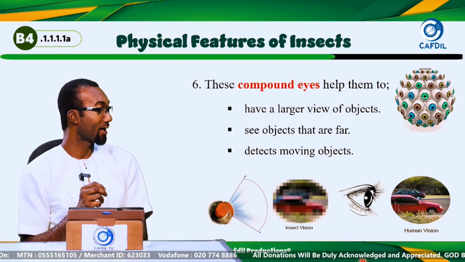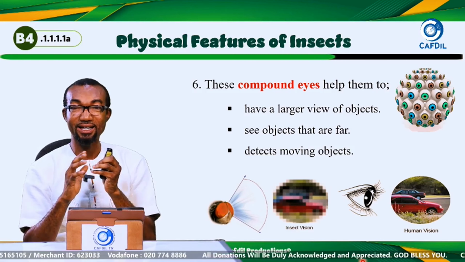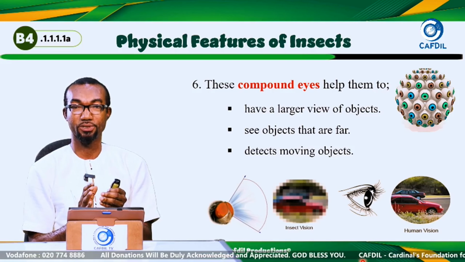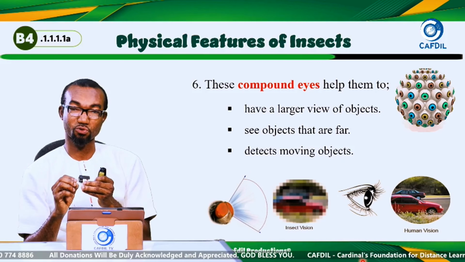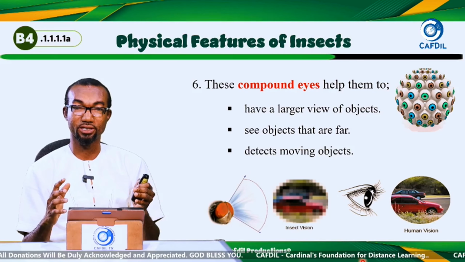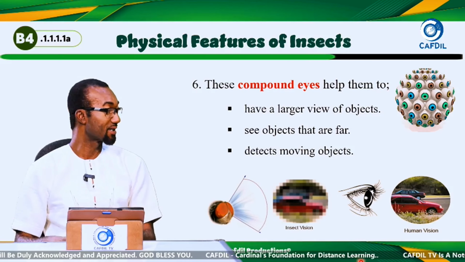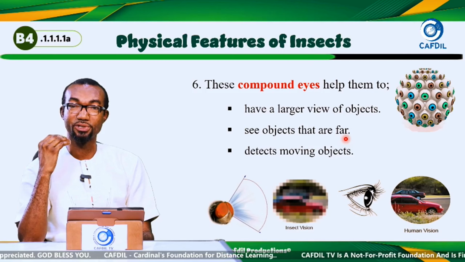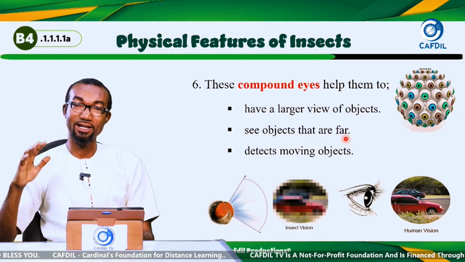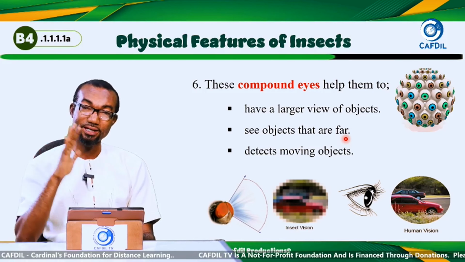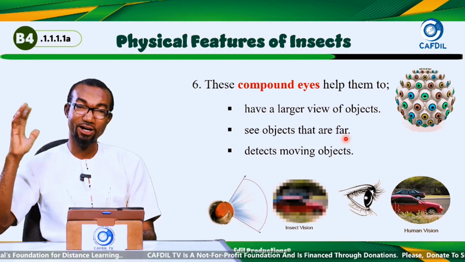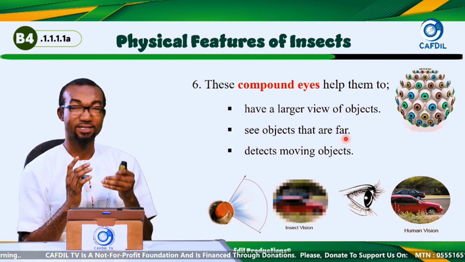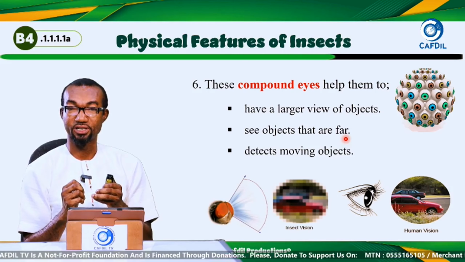Now these compound eyes also help them to have a larger view of objects. So what you see as small, insects will see as big. They also see objects that are far. The compound eyes help them to see objects that are far. So by the time you raise your hand to kill a mosquito, they see your hand far away before it reaches them. And they also use it to detect moving objects.